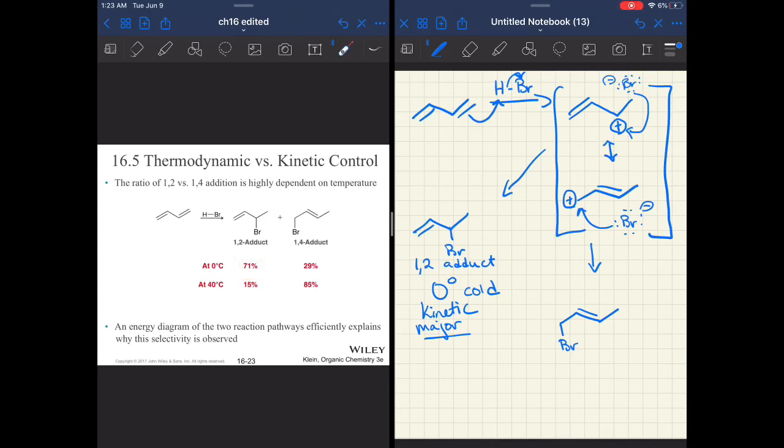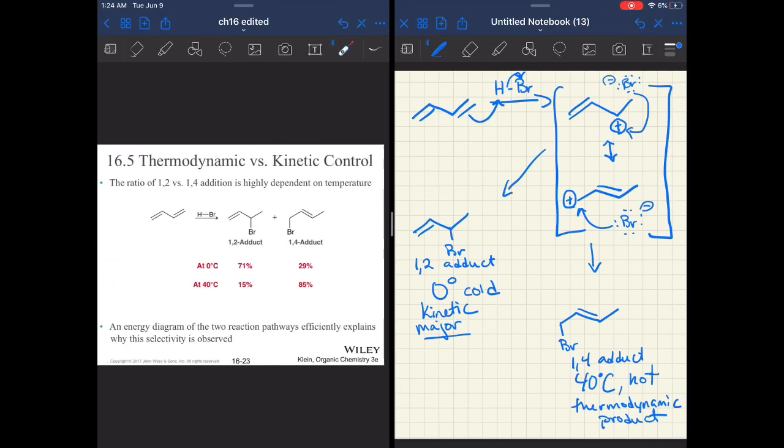If you want the 1,4 product, the 1,4 adduct, you are going to heat it up. So 40 degrees, it's fairly warm. We'll say hot versus 0 degrees being cold. This is our thermodynamic product. So if I give you a problem and I include temperature, I expect you to tell me the one major product. So let's talk about why this occurs.